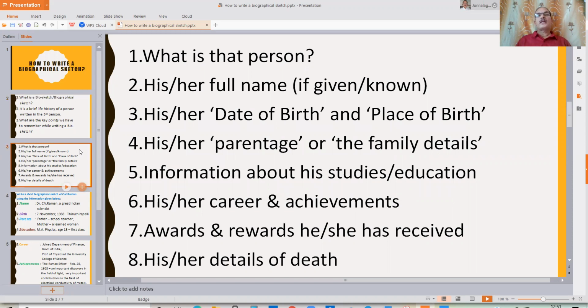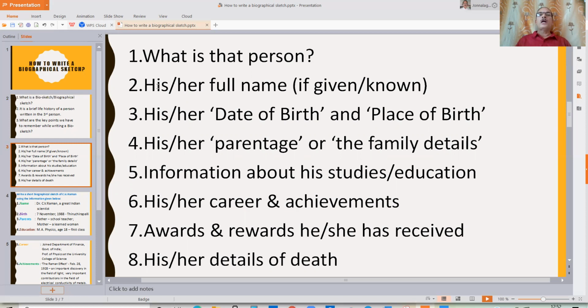First of all, to write a biographical sketch, some details are given in the examination. Based on the details, we have to write about that person. Before we start writing, we have to understand what that person is, that means whether he is a cricketer, a teacher, a scientist, or a social worker.